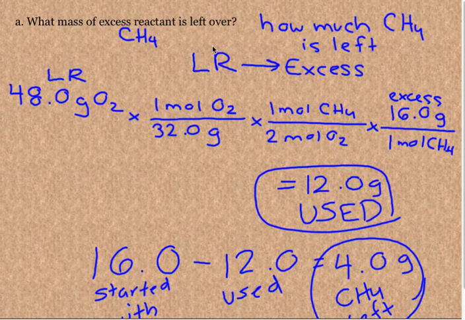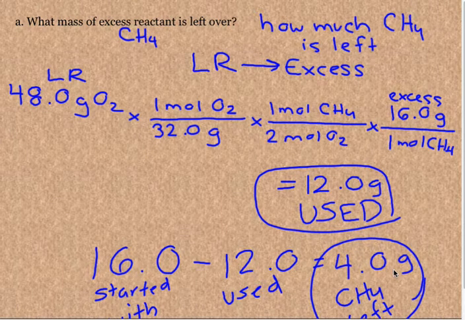So we do another stoichiometry problem, and we take it from our limiting reactant, which is our oxygen, and we go to methane. Again, here I just start with my 48 grams of oxygen. I divide by my molar mass, I do my mole ratio, and I multiply by my molar mass of methane, and you get an answer. This is how much of the chemical would have been used in the reaction. So 12 grams was used up.